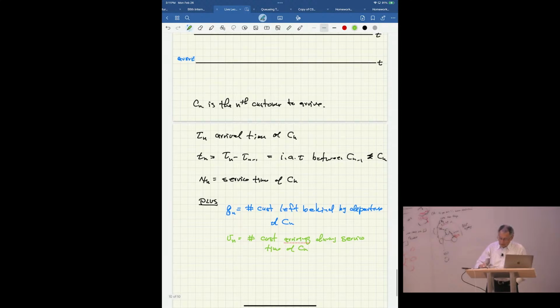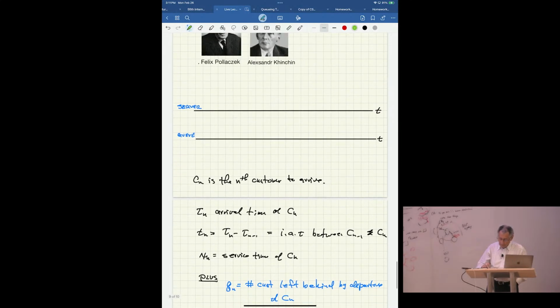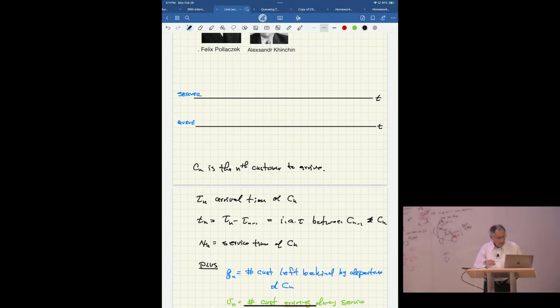So let's draw that in the picture up here. First of all, let's look at Cn minus 1 arrive. Say he comes in here. And let's assume he goes into service at some point. There was somebody in the system when he arrived. Assume he goes into service at some point over here, say. So this is Cn minus 1.